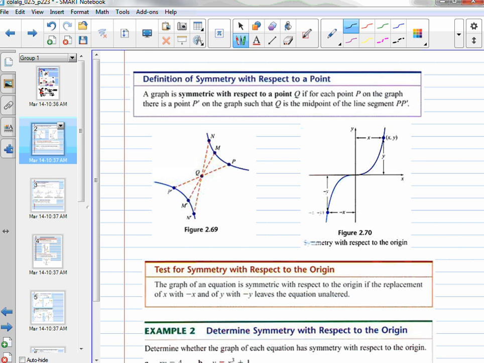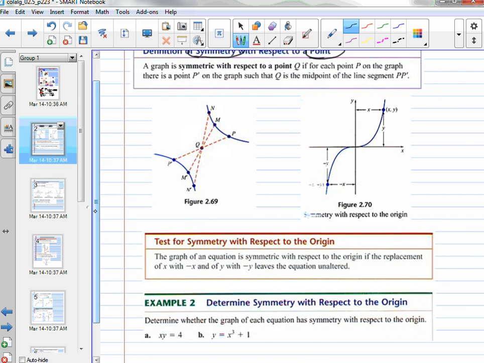Let's go to the next thing. Definition of symmetry with respect to a point. I can be symmetrical with a point. Instead of just having a line where the two sides are mirror images of each other, if I have a point symmetry, the definition is here.